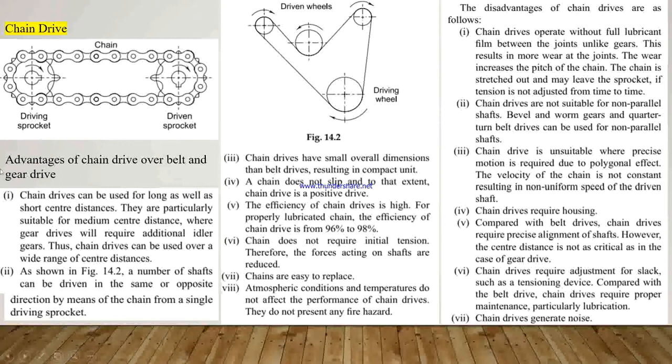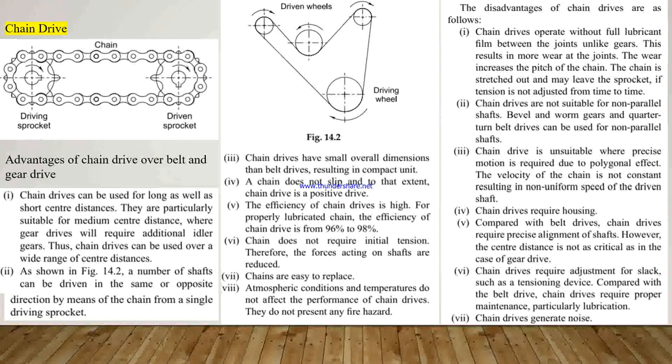Chain drives can be used for long as well as short center distances. They are particularly suitable for medium center distances, where gear drives would require additional idler gears. Thus, chain drives can be used over a wide range of center distances. As shown in figure 14.2, there is a driving wheel and there are driven wheels. A number of shafts can be driven in the same or opposite direction by means of the chain from a single driving sprocket.